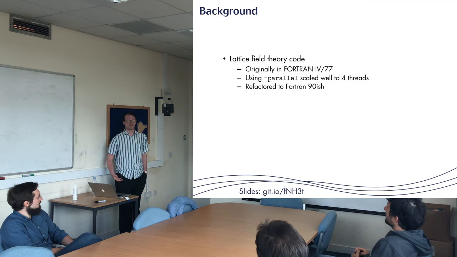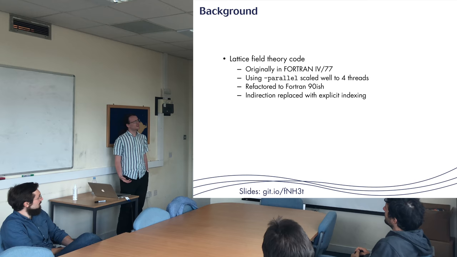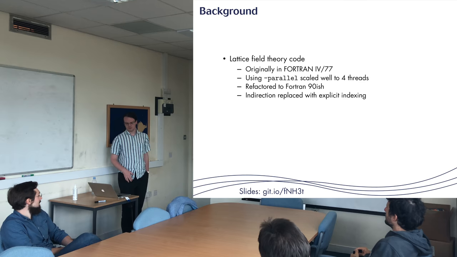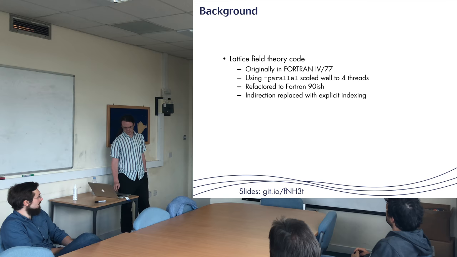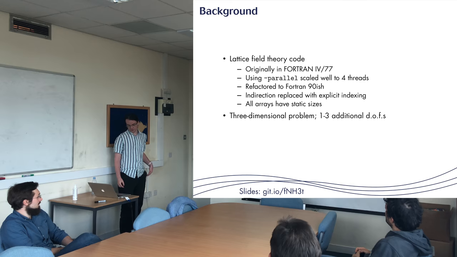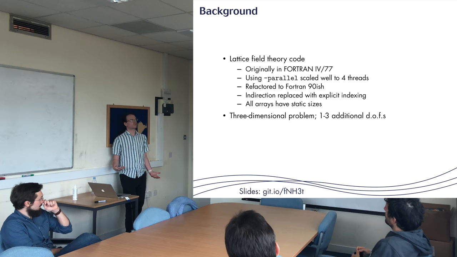Indirection I replaced with explicit indexing. This was a deliberate choice, firstly, because I thought, you know, indirection is a memory access that makes things slightly slower. Also because I wanted to understand what the code was doing, and having all indirection everywhere was making that quite hard. So I moved to having 3 explicit indices for X, Y, and T. All arrays are declared with static sizes, which makes life easy in some ways and harder in some ways. It's a 3-dimensional problem, and then you have 1 to 3 additional degrees of freedom. So you have between 4 and 6 dimensional arrays going on.